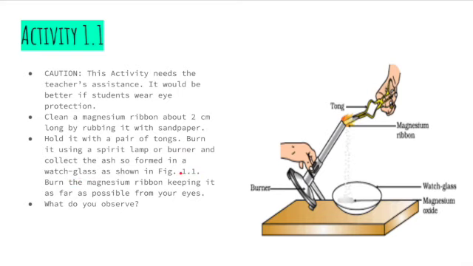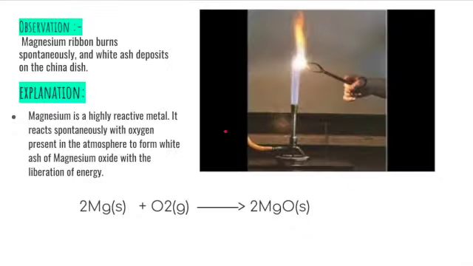Hold it with a pair of tongs, burn it using a spirit lamp or burner, and collect the ash so formed in the watch glass as shown in figure 1.1. Burn the magnesium ribbon, keeping it as far as possible from your eyes. As I said, there's an ultraviolet light. What do you observe? So see, that's the burner. We have seen the tongs. Tongs are nothing but what you hold the magnesium ribbon with, and the magnesium ribbon is heated. So what happens is the observation.